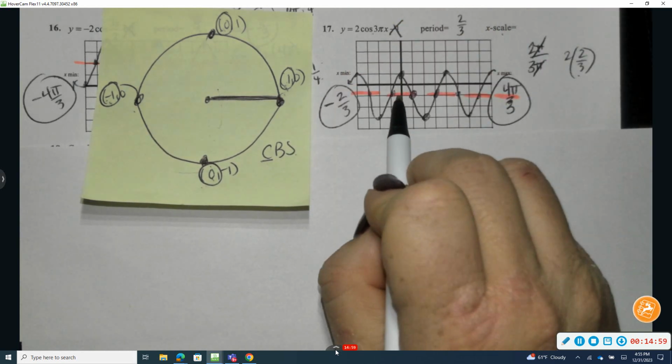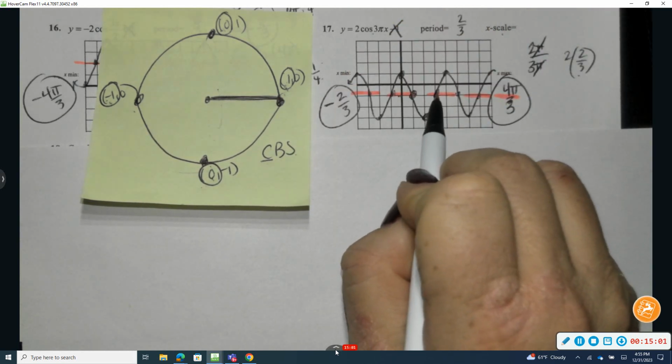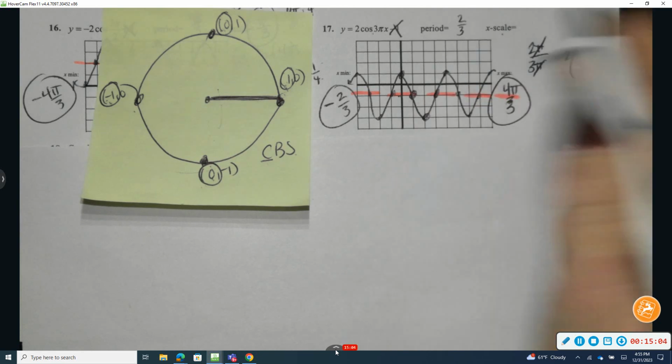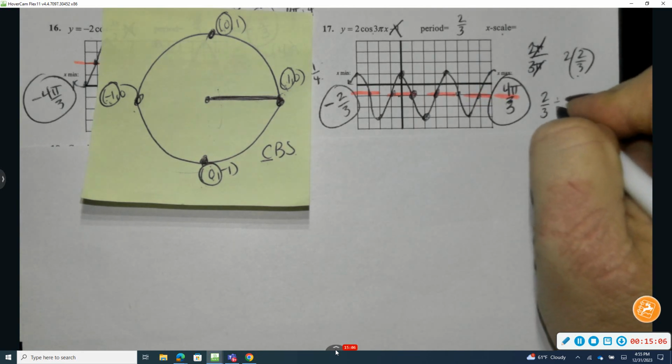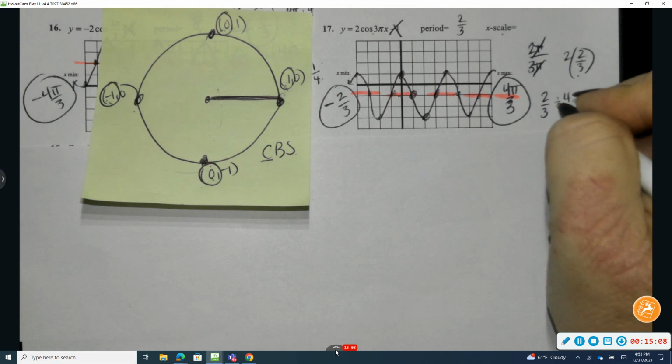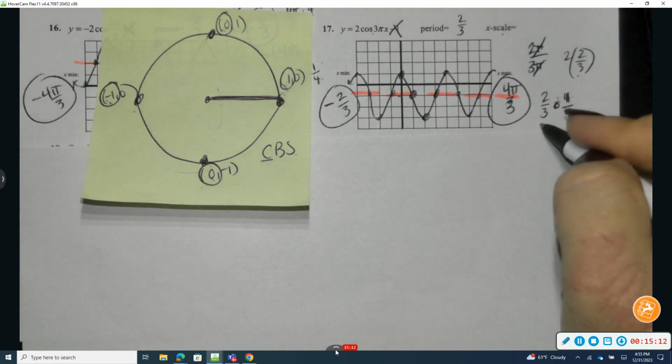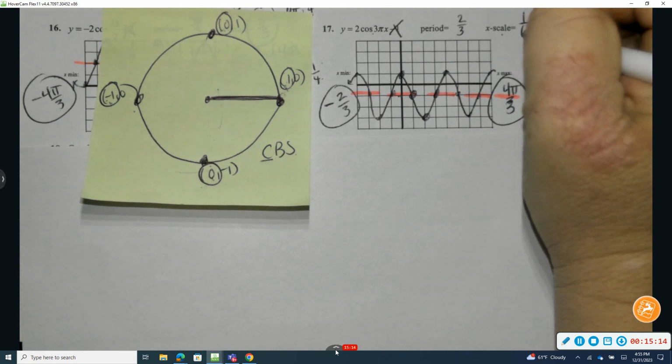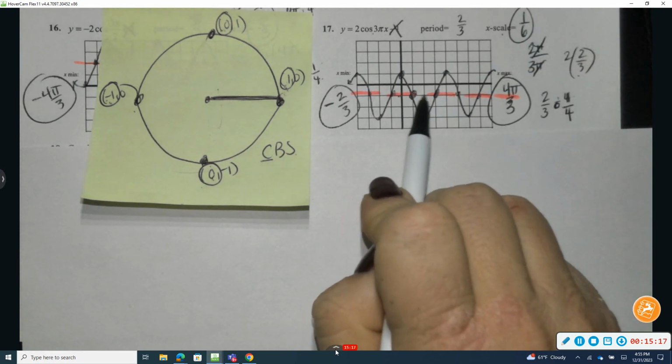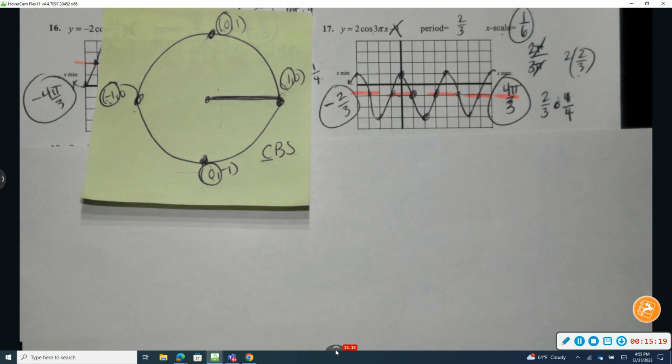The scale factor, what is the length on this horizontal axis for each step? I'm going to take this value of 2/3 and I'm going to divide it by 4, which means I turn division into multiplying, and I take the reciprocal of 4, which is 1/4. I get 2 over 12, which reduces to 1/6. Each one of these steps on the horizontal axis is a length of 1/6.